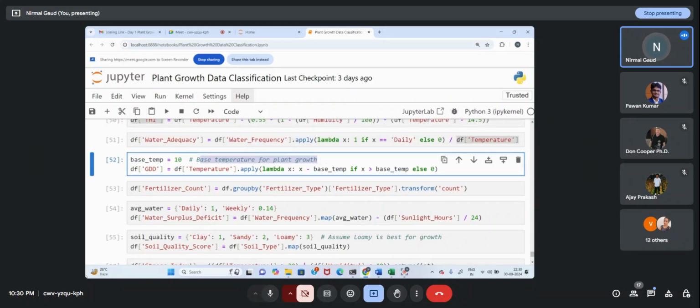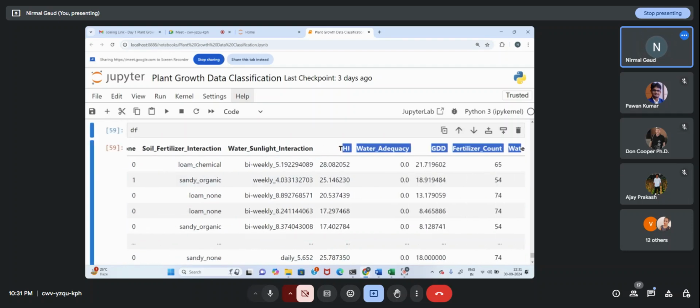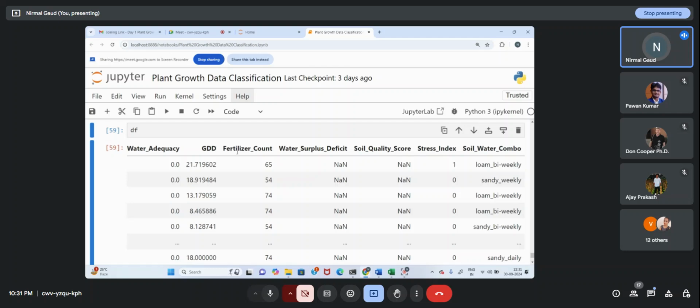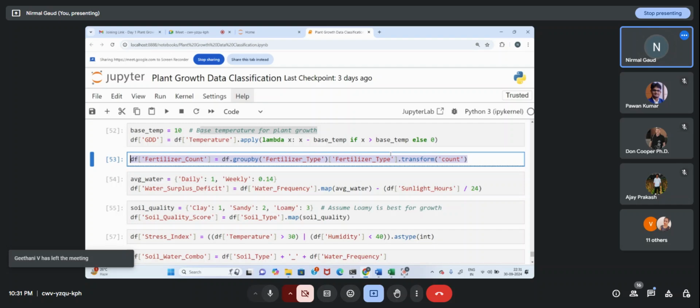All right, so these are some new features which I created, and I can have the fertilizer count also. I have some fertilizers, so I converted them into counting. So that also we can make fertilizer count. Your fertilizer count is related to the group by of fertilizer type, and we performed the counting for it. Just count how many fertilizers are there in each and every category, and fill it up. So that is the fertilizer count.